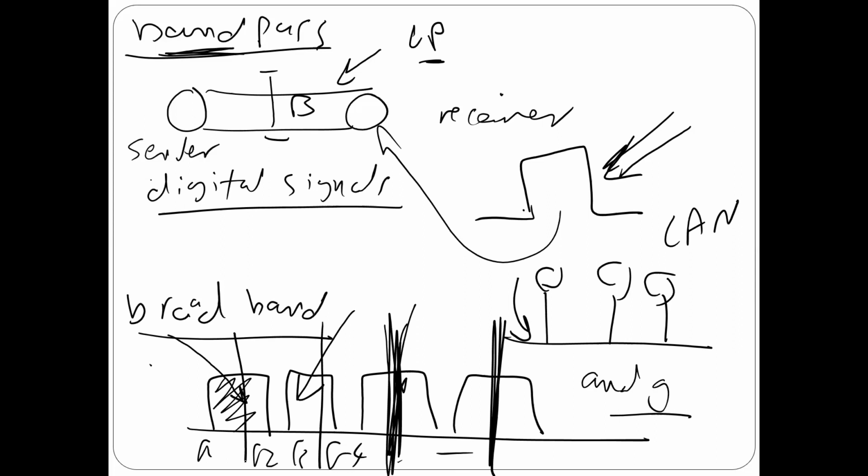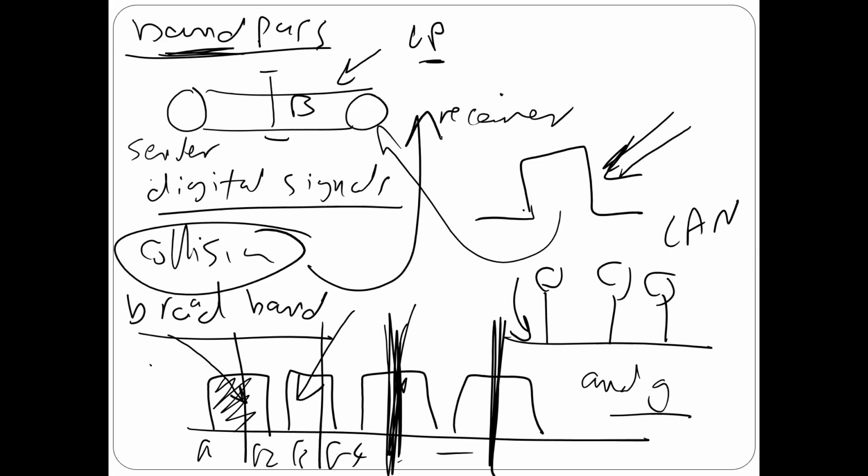One more thing, and this is going to be one of the important topics in this course, is collision. You know what collision is, right? You told me before you know collision. Here we have collision in the case of bandpass because only one should use the channel. If two computers use the channel at the same time, using the same frequencies, that's what we call collision. So actually we corrupt the signals.